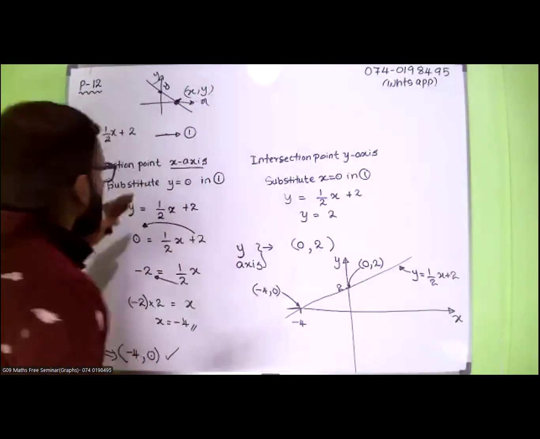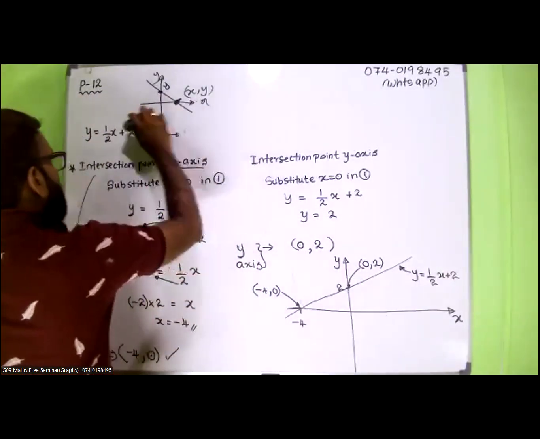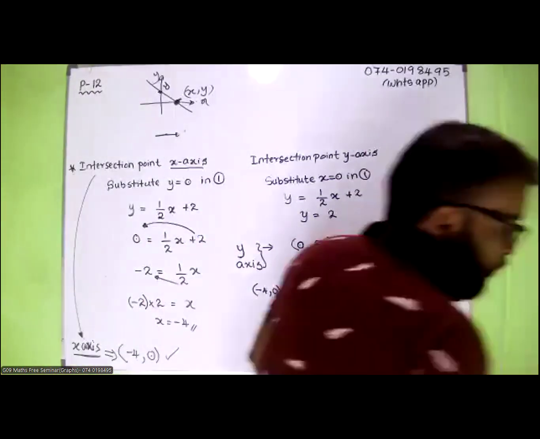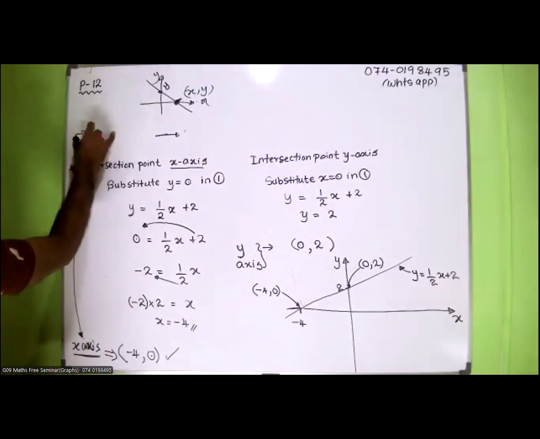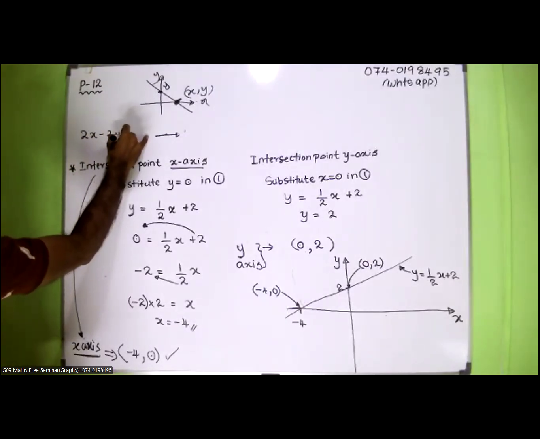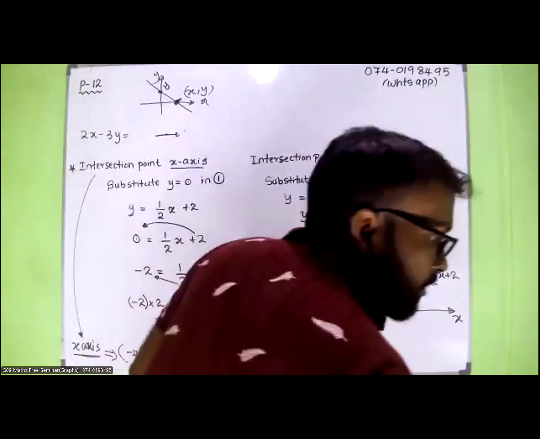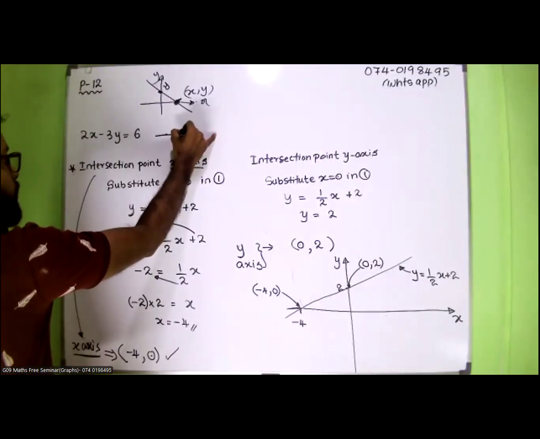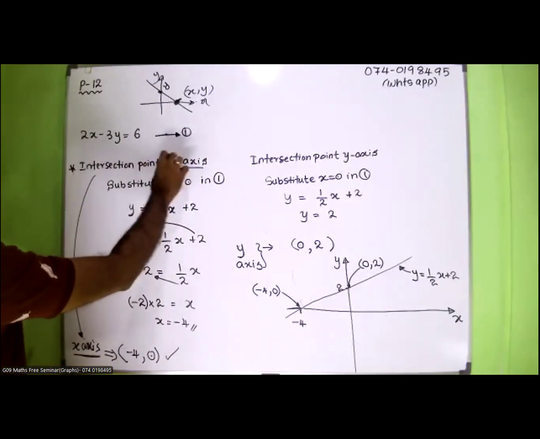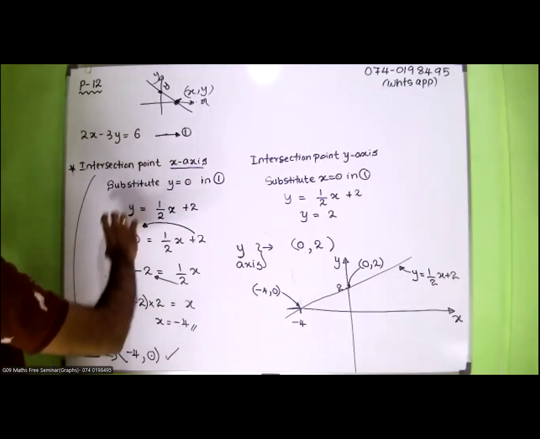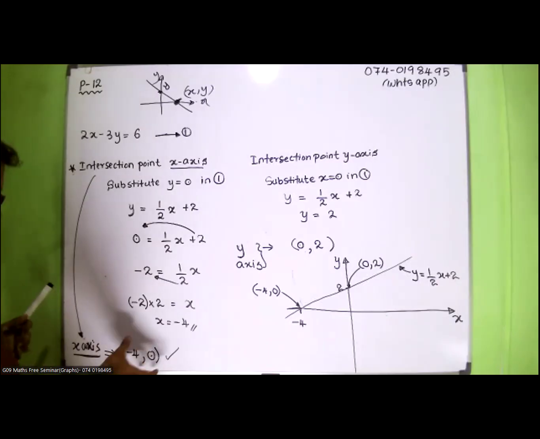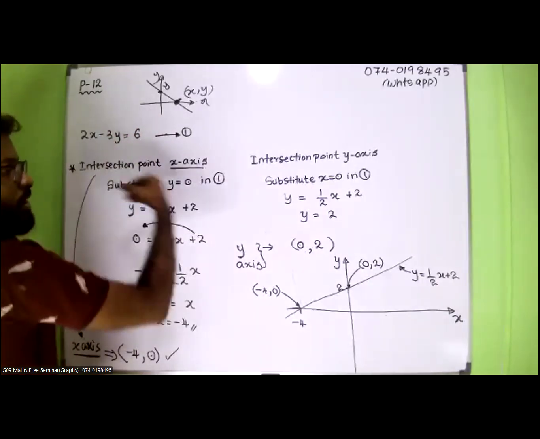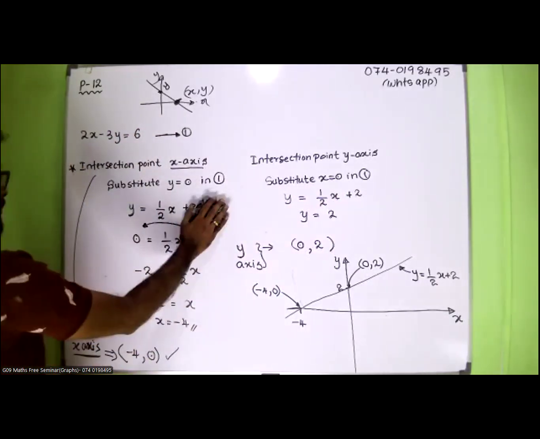But easy. Keep your function as it is, and substitute. Your function is 2x minus 3y equals 6. So, you have nothing to do, right? Try to follow the same steps. Intersection point of x-axis: substitute y equals 0 here, then find the x value, then write down the x-axis point. Intersection point of y-axis: substitute x equals 0 here, then find y.